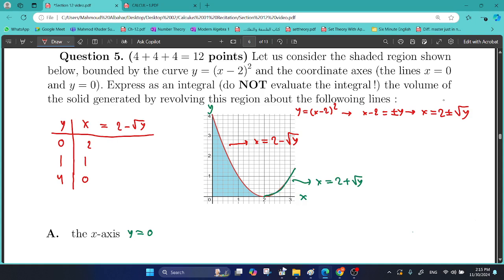So put these points on the coordinate plane. Here you have (x, y) equals (2, 0), (x, y) equals (1, 1), (x, y) equals (0, 4). This table you can do in your head. You don't have to write it. I mean, this is just for understanding. I'm writing it. For the green one, the same idea. Substitute y equals 0, you get 2. Substitute y equals 1, you get 3. X equals 3, okay?